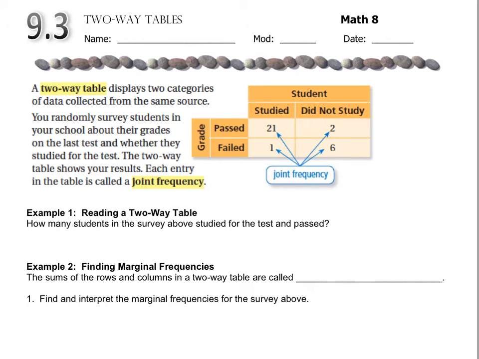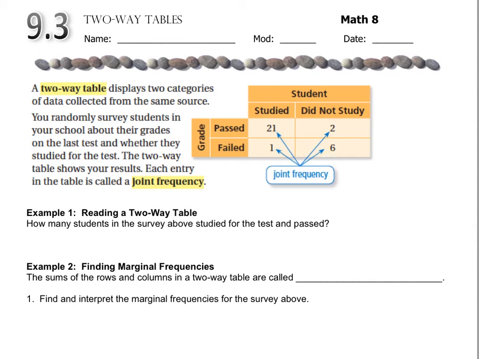Today we're looking at two-way tables. A two-way table displays two categories of data collected from the same source. As you're going to see right away, we have just one single table like we would normally see. We have information about students who studied or didn't study. We also, coming from this side, have some information about their grades and if they passed or failed, and it all mixes in together.